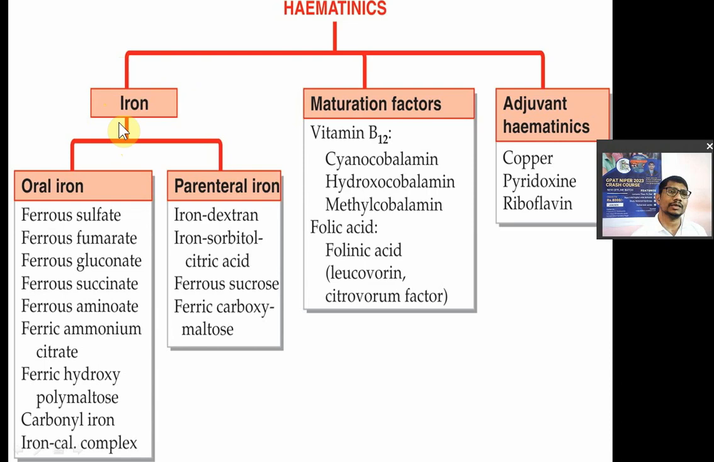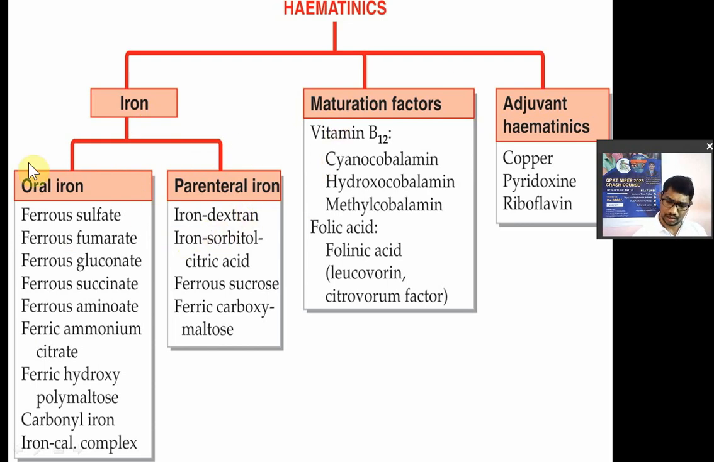Now iron is very important for the formation of hemoglobin, because the hemoglobin molecule consists of a heme, that is an iron complex pigment, and iron is required for the formation of heme. Now iron may be given by the oral route, so oral iron preparation, or it may be given by parenteral routes, that is a parenteral iron preparation or injectable iron preparation.